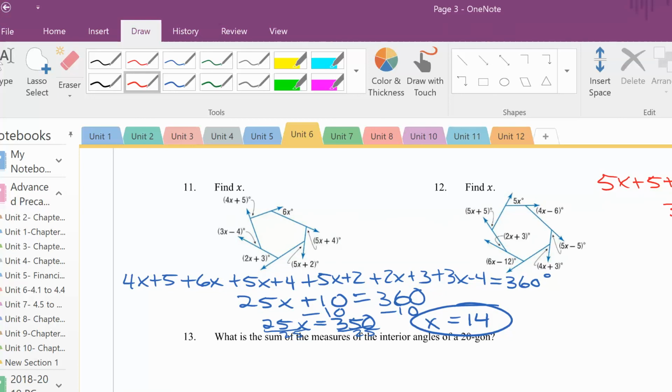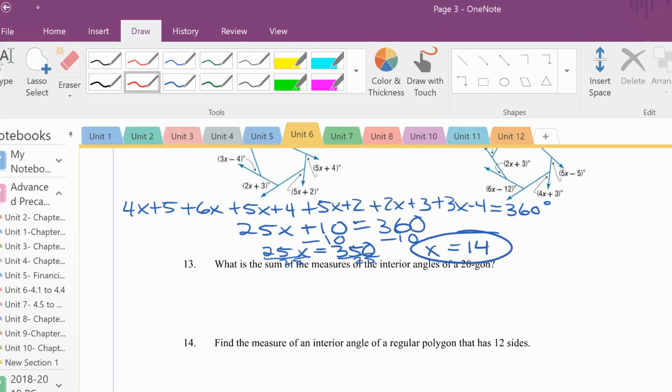So next question, what is the sum of the measures of the interior angles of a 20-gon? Well, remember, to find the sum of interior angles, you take the number of sides minus 2, times 180. So 18 times 180 gives you 3,240 degrees.